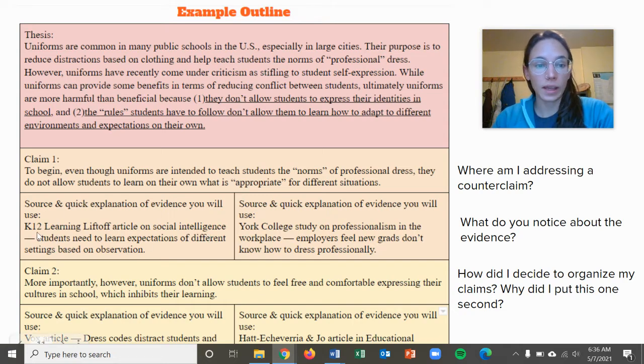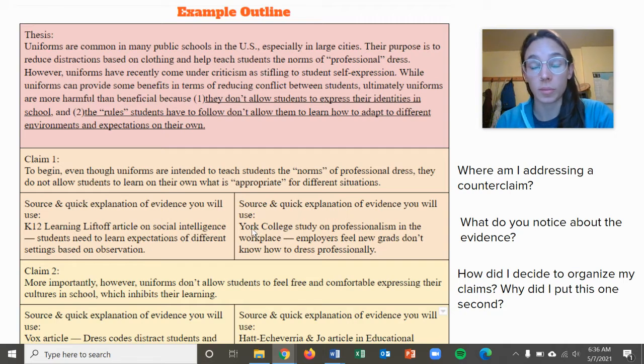And then a quick explanation of the idea from the source that I'm going to use to support this claim. So it says students need to learn expectations of different settings based on observation. That is not an exact quote from the source. That is just a quick explanation, a kind of paraphrase of an important idea in that source. Same thing over here, right?